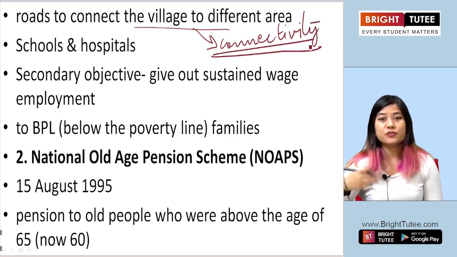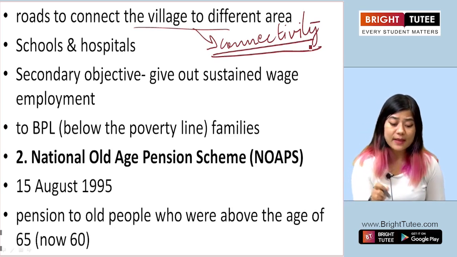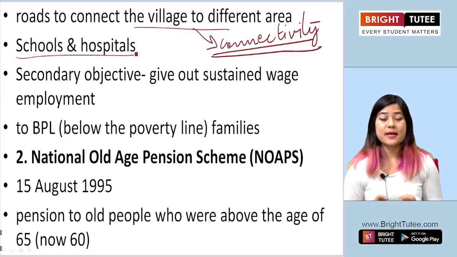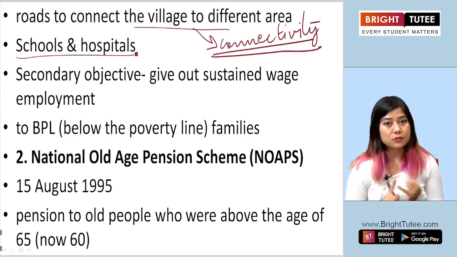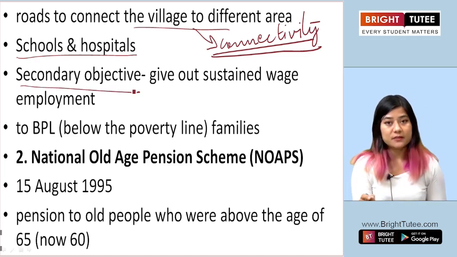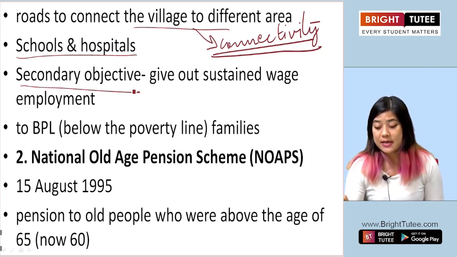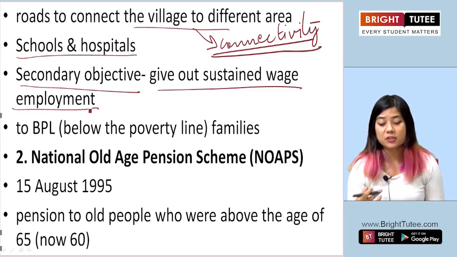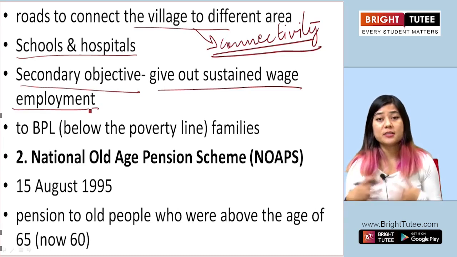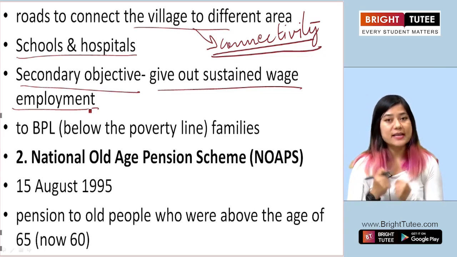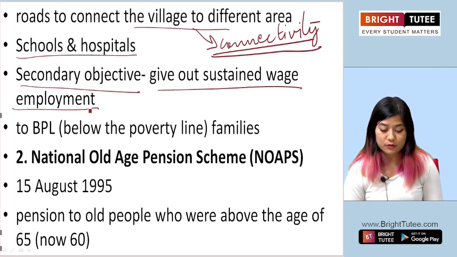For transport. They also build schools and hospitals through these programs. So they make sure that the rural areas are developed. They have roads, they have schools, they have hospitals. That is the primary objective. The secondary objective, the second aim of this particular scheme, is to give out sustained wage employment. The government through this scheme also makes sure that some kind of employment is provided to the people in the countryside, in the rural areas, with the help of which they can get some money and sustain their livelihood.